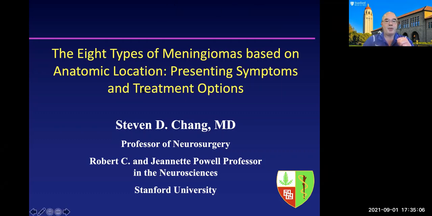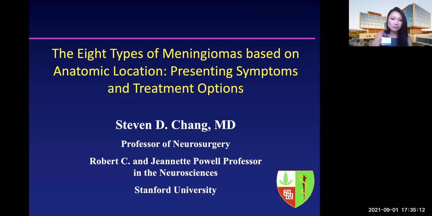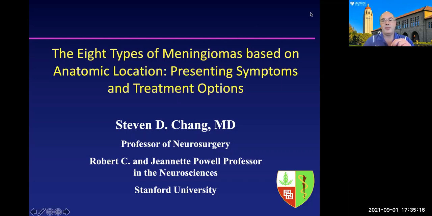So what I wanted to talk about today is a broad anatomical classification for meningiomas, because when we talk about meningiomas, we often just lump them all together and say you have a meningioma, but you can't really think of them all in one cookie cutter way. You have to think of them differently based upon location.